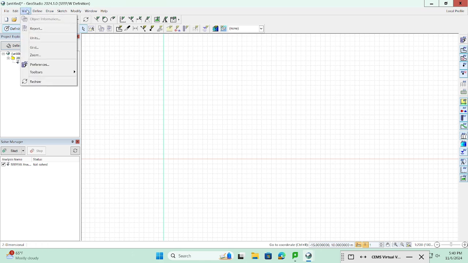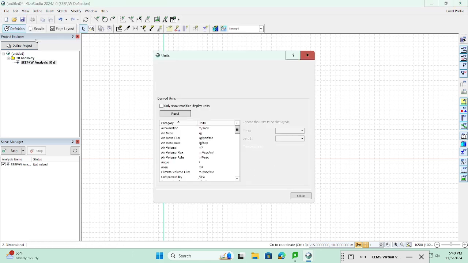The first step is to go to View, Units, and for the length change it to centimeter. So now you don't need to do any conversions for the flow rate or something like that. It's just in centimeter.